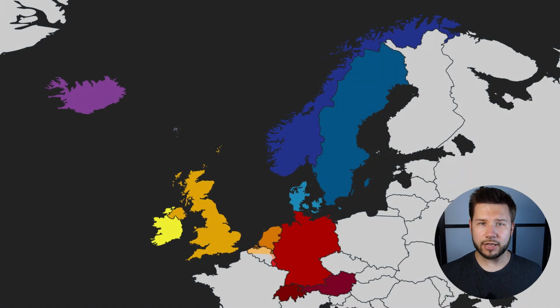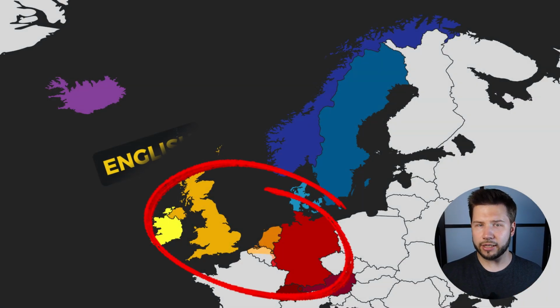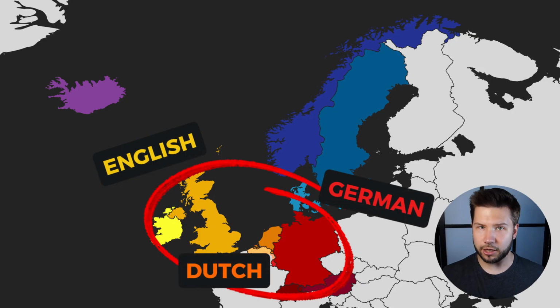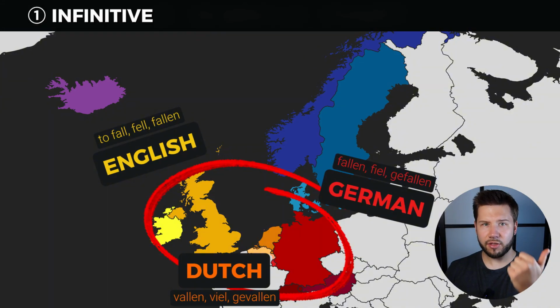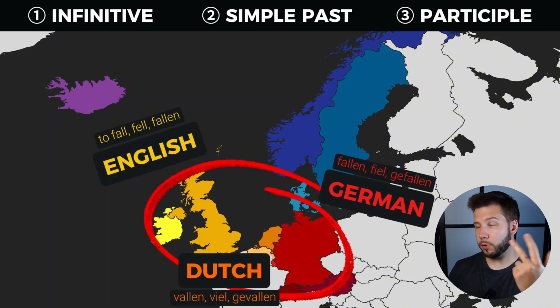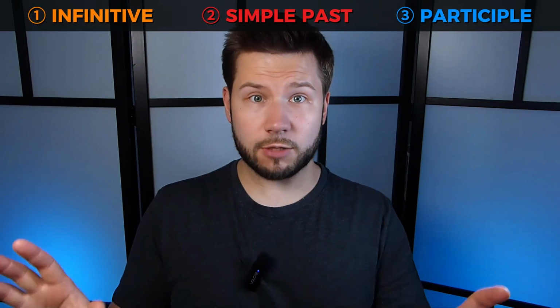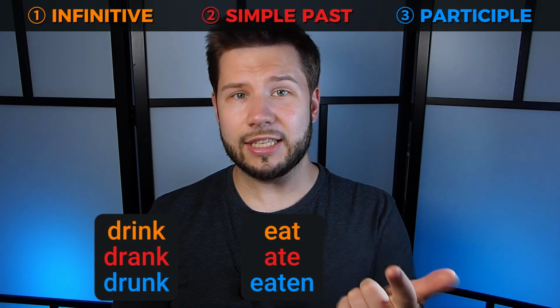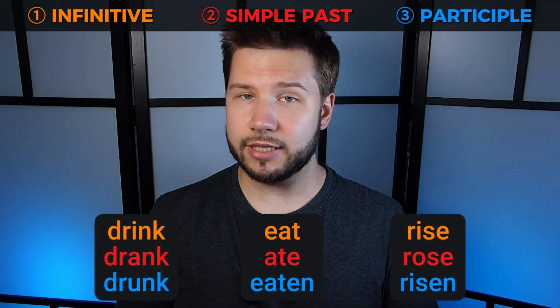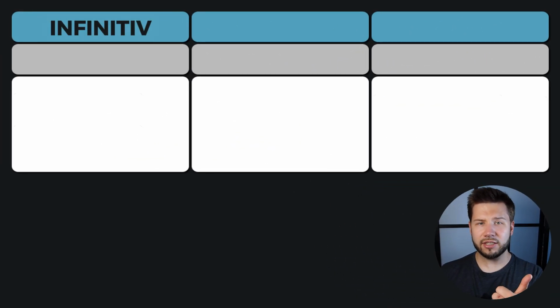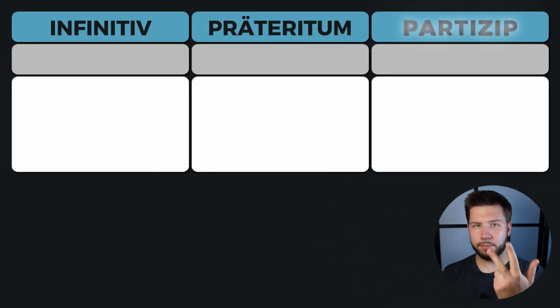Now, Germanic languages, and especially the West Germanic ones, English, German and Dutch, have one thing in common. We make extensive use of three verb forms: the infinitive, the simple past, and the participle, or to be more precise, the passive participle. It may sound difficult, but it just boils down to drink, drank, drunk, eat, ate, eaten, rise, rose, risen, etc. The same is true for German, they just have slightly different names. The three forms are called Infinitiv, Präteritum, and Partizip.